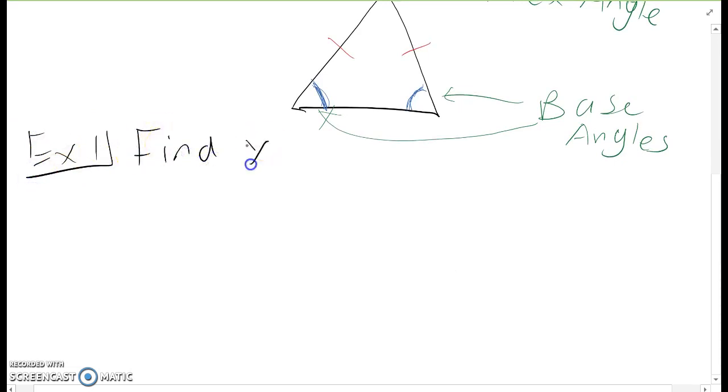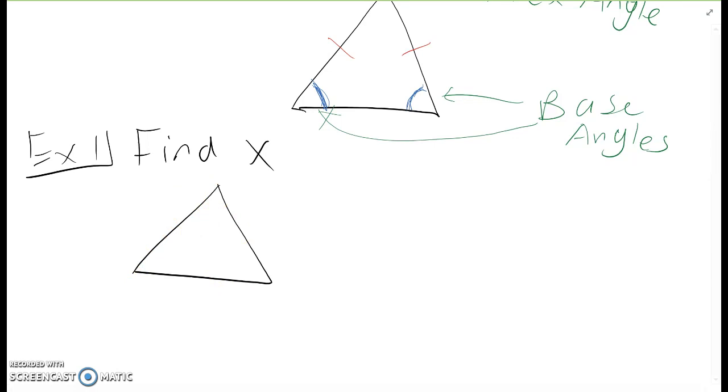Find x. So we have an isosceles triangle. And I know that this is 35 degrees. And I am looking for angle x. So I'm going to use the fact that this is x, and I also know that this is going to be x because they're congruent, so I can mark that as x too.